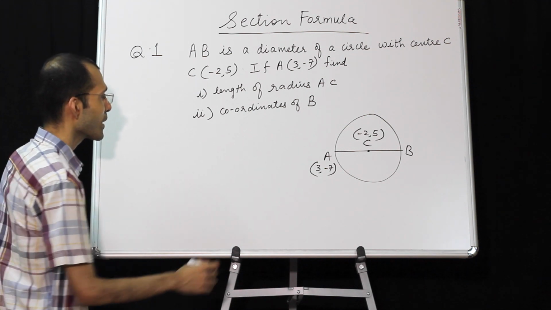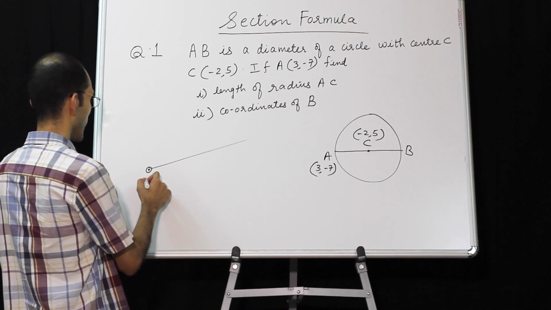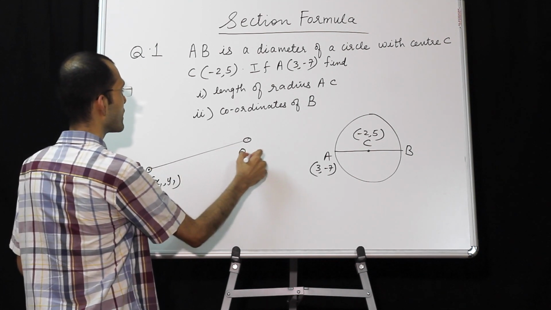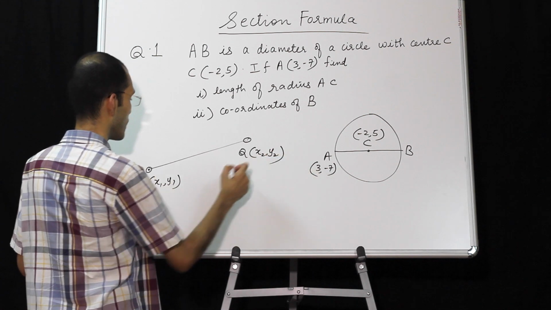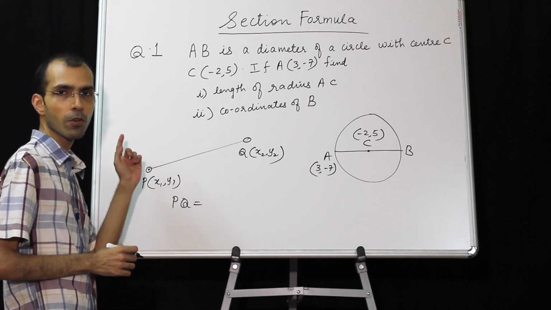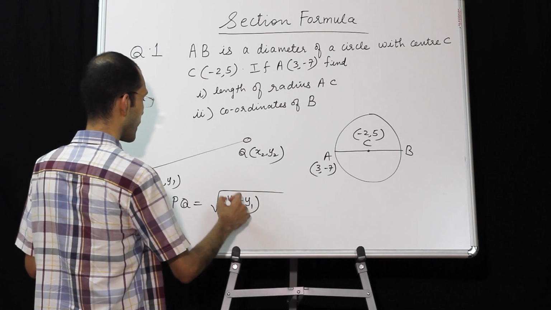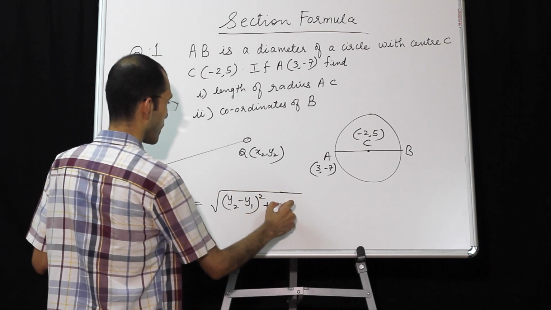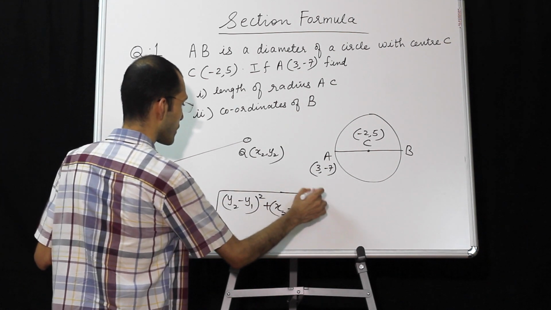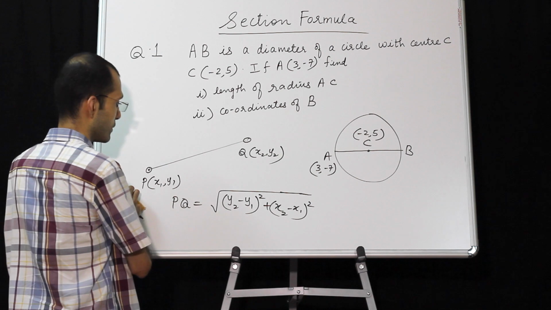Okay, so now just to revise your distance formula, if P is say x1, y1, Q is say x2, y2, then PQ will be the distance between the points P and Q, or length of segment PQ, will be square root of y2 minus y1 the whole square plus x2 minus x1 the whole square, square root of it. This was your distance formula.